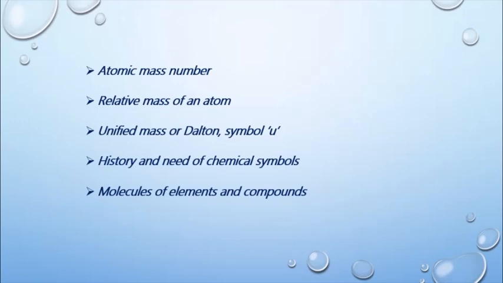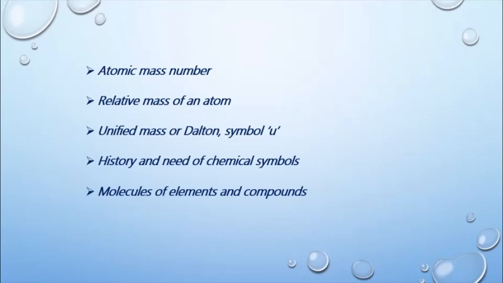Next is molecules of elements and compounds. If you see a particular element or compound, they exist in different states. There can be monoatomic state, polyatomic state, diatomic state, and so on. Monoatomic means, for example, helium and neon, which exist independently. That is why they are called monoatomic. Then oxygen: the molecular formula for oxygen is O2. For nitrogen, it is N2. So that means they exist in diatomic states.